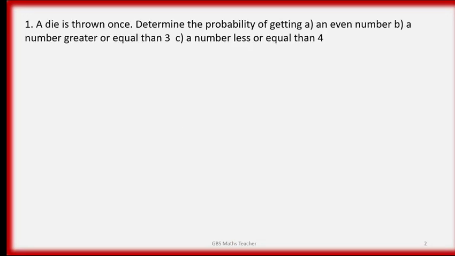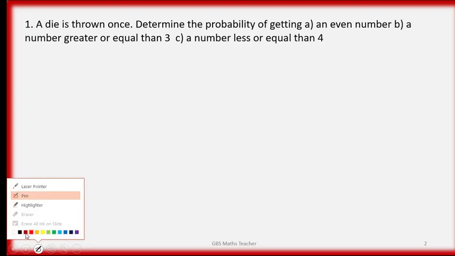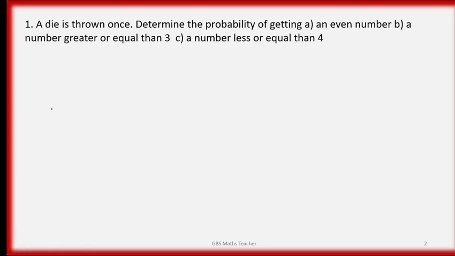Okay, dear students, today we will be discussing the problem given in our textbook. And the first number question is, a die is thrown once. Determine the probability of getting an even number, or a number greater than or equal to 3, or a number less than or equal to 4. That is, x is less than or equal to 4, and x is greater than or equal to 3. Now the solution for this question, dear students.